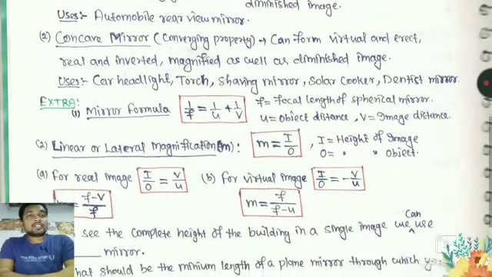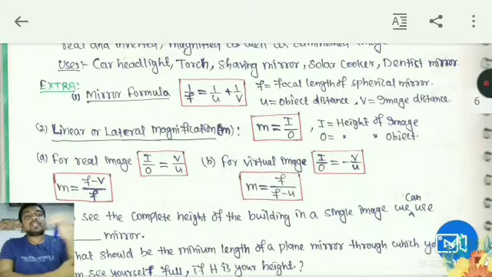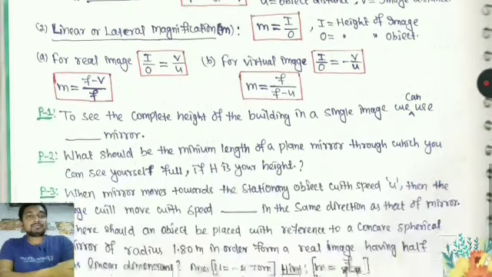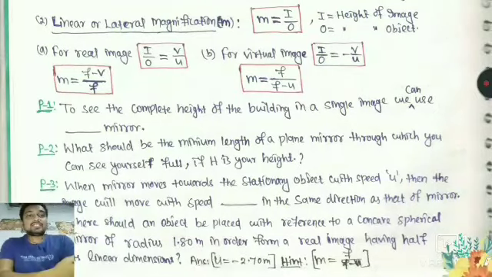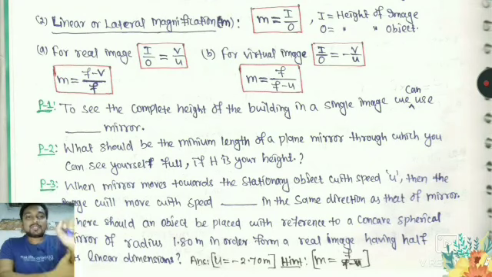The extra is mirror formula, we know it well. 1 by f equal to 1 by u plus 1 by v, and linear magnification is m equal to I by o. I have said it earlier in the second or third question. Here are the 3 questions out of this. All are important questions, short questions for competitive exams.